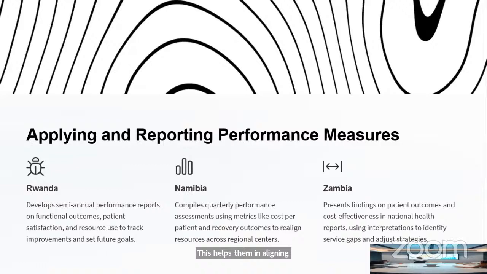So based on these things, they would observe there are some places that require more resources than others. So instead of the principle of equality, they now use the principle of equity, right? So that they give every person what he deserves. And in Rwanda, they developed a semi-annual performance report, which looks at the functional outcomes, patient satisfaction, as well as use of resources to help them track improvements and plan for their future targets.